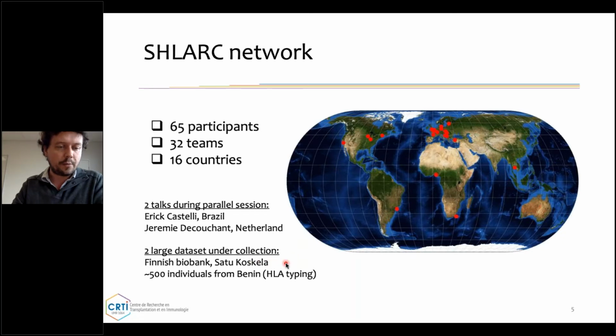Also, we have two large data sets that we are collecting right now. A data set from Finland, for which I have to write the paperwork, and I still didn't do that, and it's a shame on me, but I will do that soon. And another cohort of around 500 individuals from Benin, for which we will do the HLA typing. The genotyping is already available.